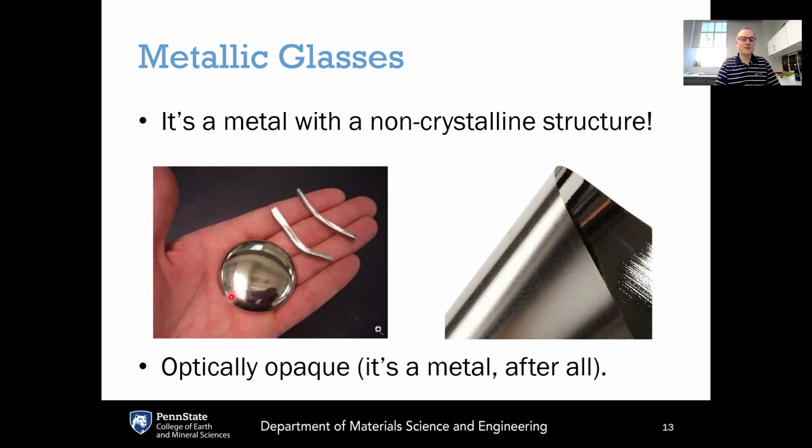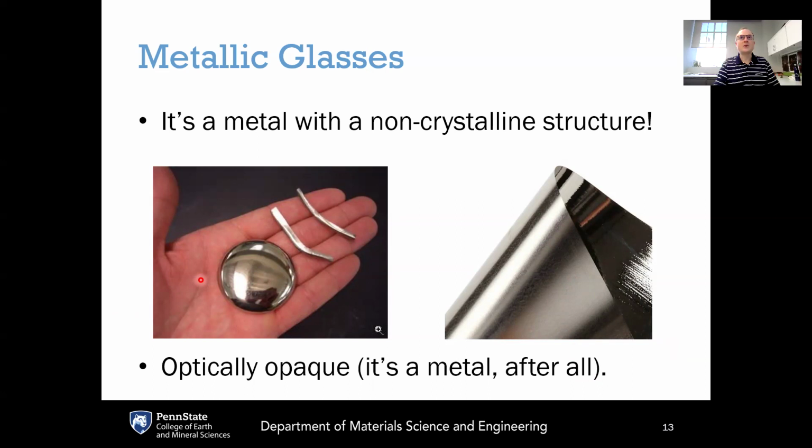So metallic glasses are known for their lack of any type of crystal structure, which means that they don't have any crystalline grains. Most metals are polycrystalline, which means they have a grain structure, which means they have a roughness to their surface. In contrast, metallic glasses can have atomically smooth surfaces.